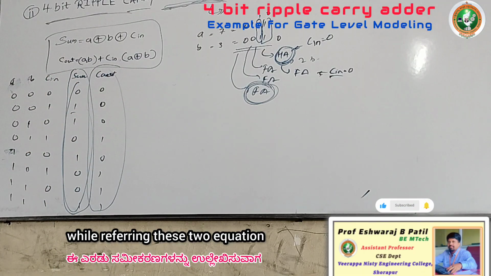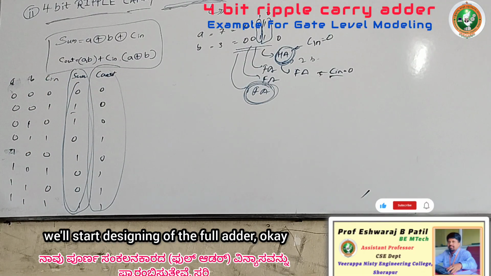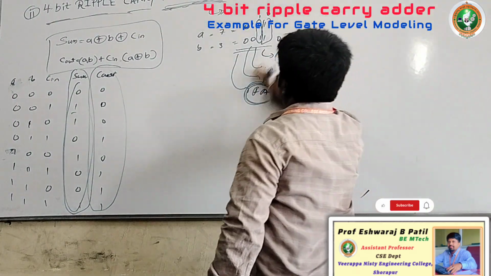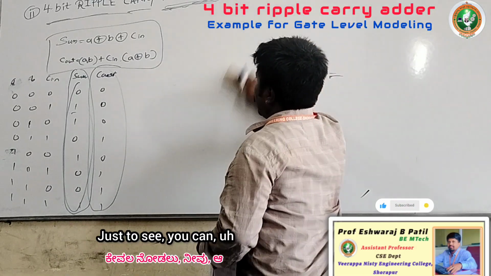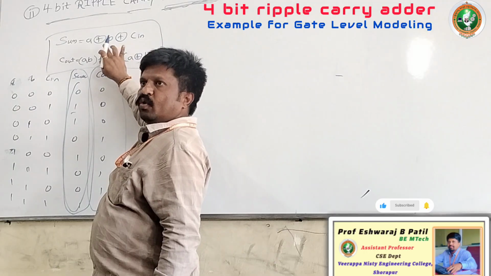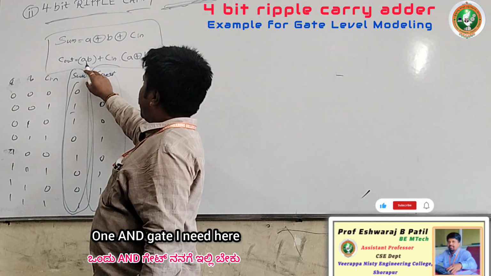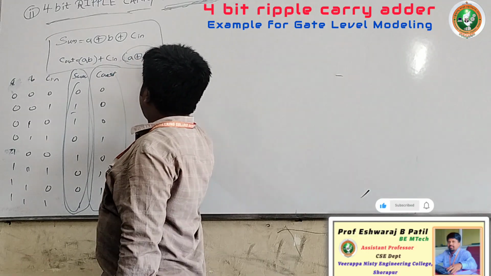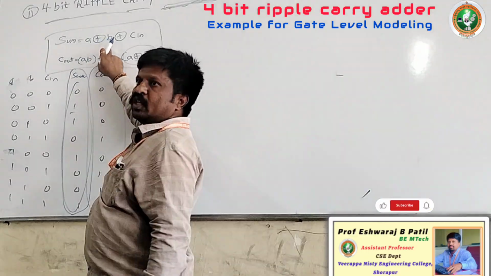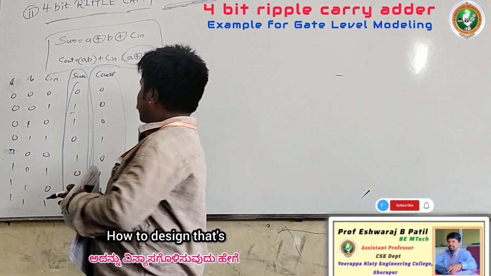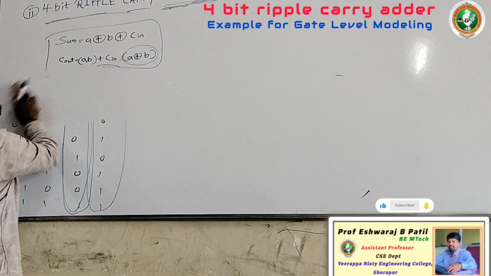While referring to these two equations, we'll start designing the full adder. Okay, full adder. How to design the full adder? We'll see. How many gates do I need here? What type of gates do I need? Just observe. Two XOR gates I need here, one AND gate, and another AND gate also. This XOR gate, A XOR B, is already there, so just make the jumps over here, just to connect this XOR with this one. How to design that is to be done here.